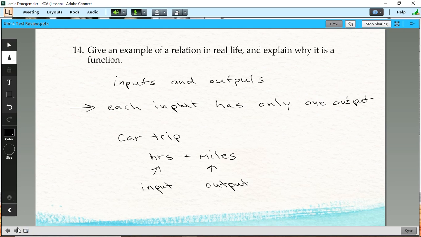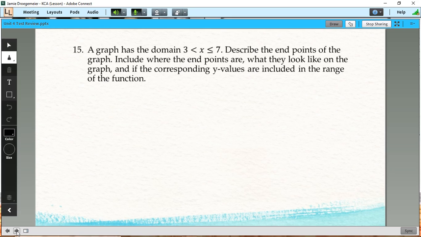All right, on to 15. In this one, it says we have a graph with a domain that they've given there. First, we want to describe the endpoints of the graph. Well, if this is our domain, then that means that when x equals 3, that's going to be the left endpoint, and when x equals 7, that's going to be the right endpoint. So that's where the endpoints are.